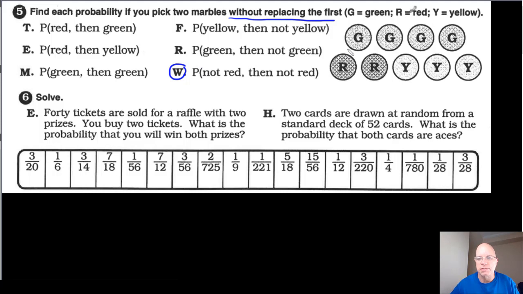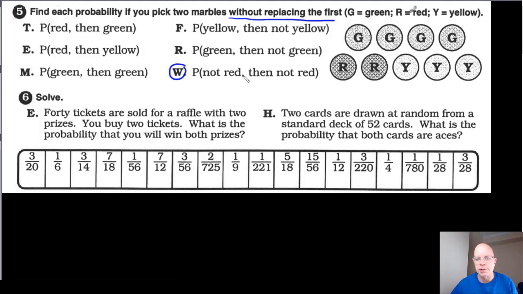The probability of selecting a marble that is not red and then not replacing it and then selecting another marble that's not red will be equal to the product of these two probabilities, and that's why we're doing this probability practice in the same unit as multiplying fractions. We get some extra practice multiplying fractions.